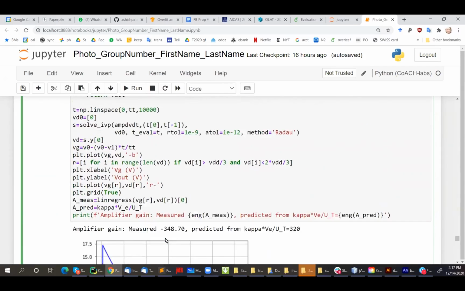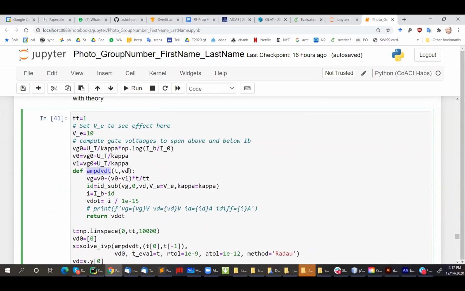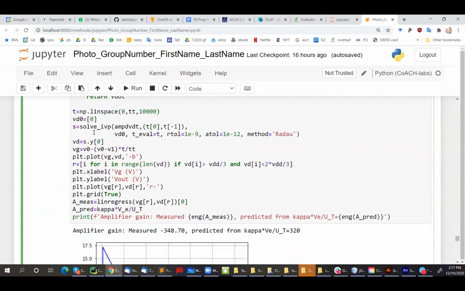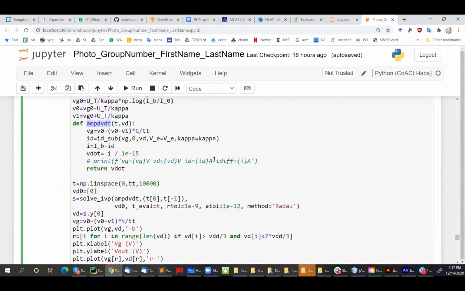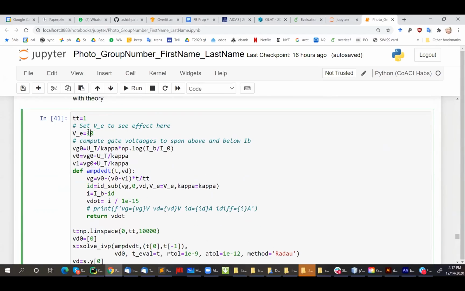And when you set the early voltage to 10 volts, so it's a nice long transistor, and you compare the slope of this line, which is 350, that's the gain, with the estimated voltage gain, 320, it's very close. But what happens if you do it for an early voltage of, say, 2 volts?